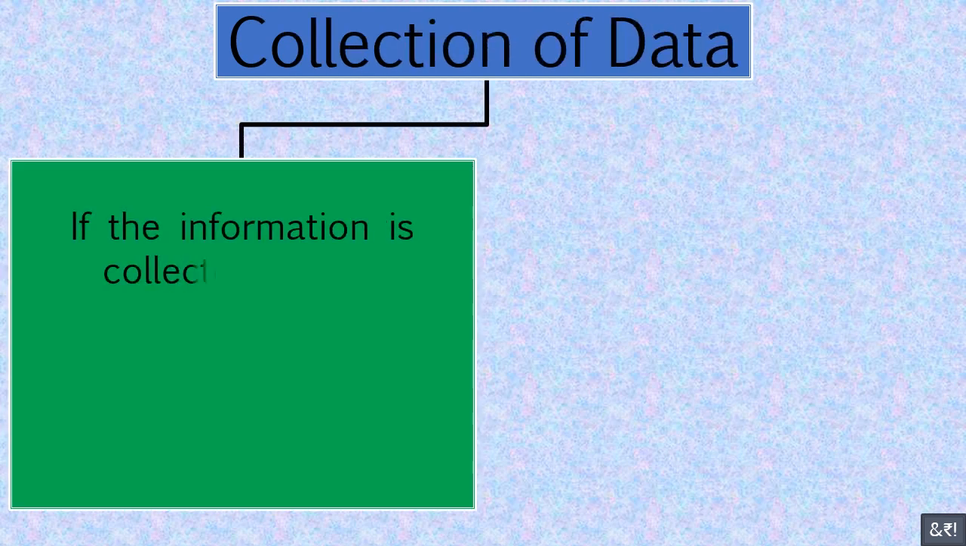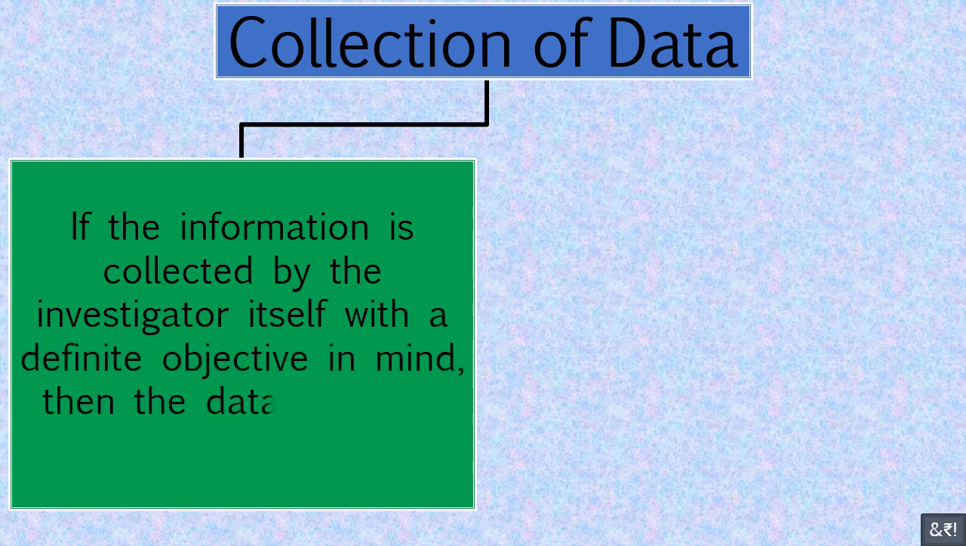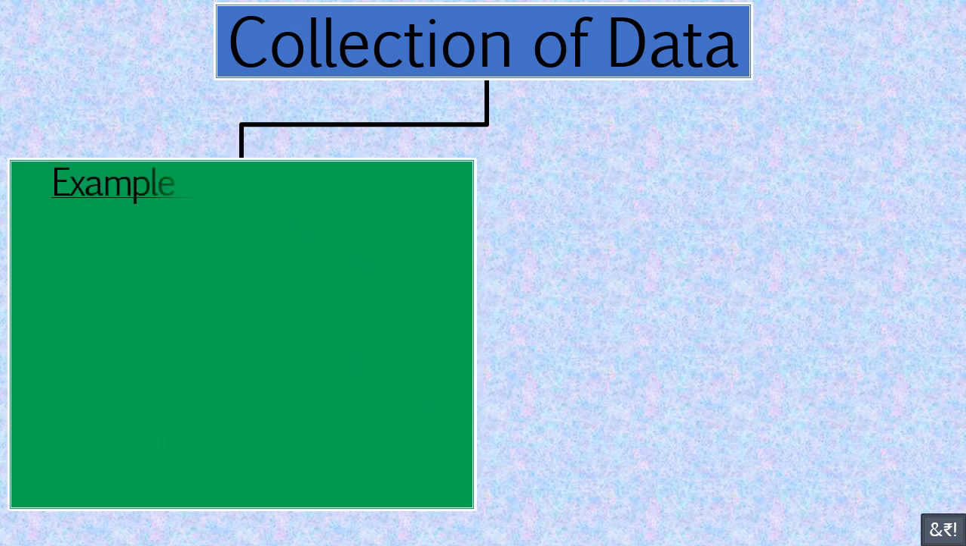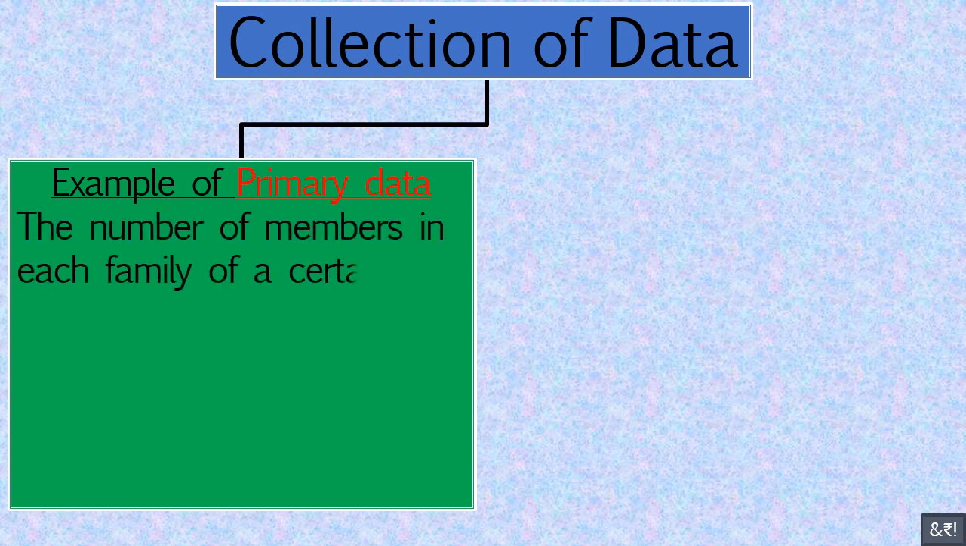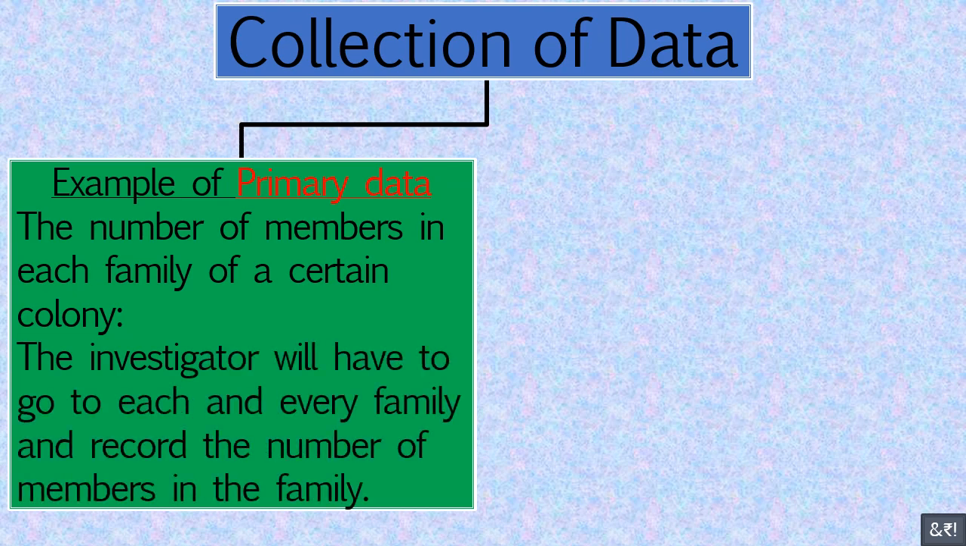Collection of data. If the information is collected by the investigator itself with a definite objective in mind, then the data is called primary data. Example of primary data: the number of members in each family of a certain colony. The investigator will have to go to each and every family and record the number of members in the family.